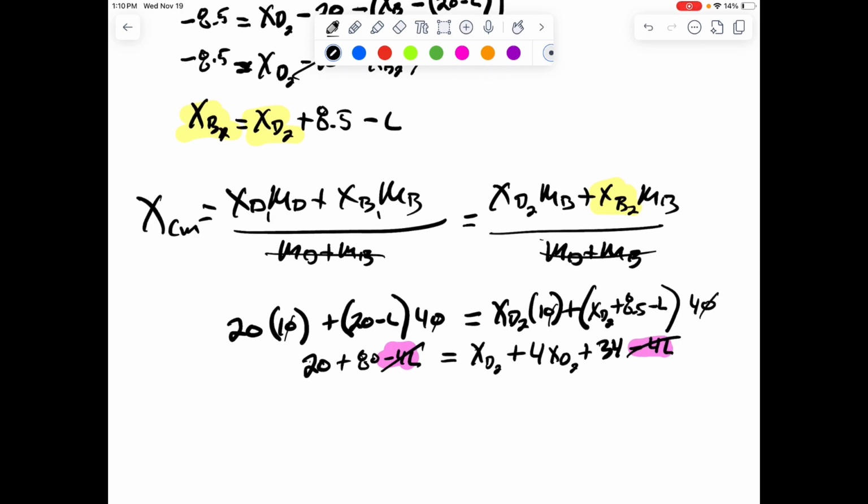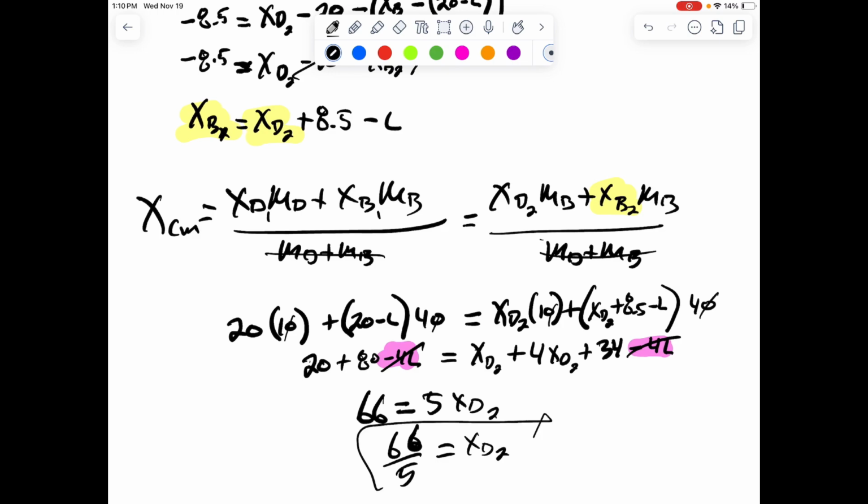So we got 5X of the dog. Over here we got 100 minus 34. 100 minus 34 is what? 66. 66 equals 5X of the dog. So 66 over 5 is X of the dog 2. So that's our answer. I think that's like 13 and 1/5, 13.2. 13.2 feet. That's where it is now.